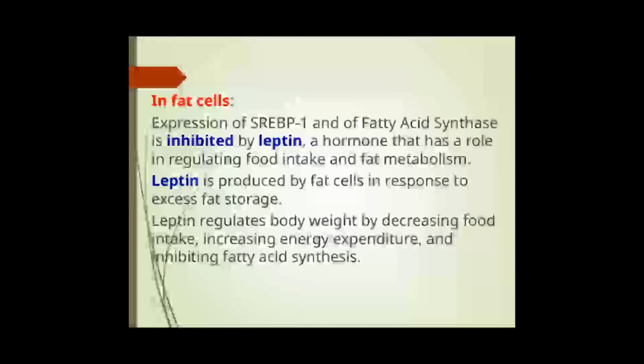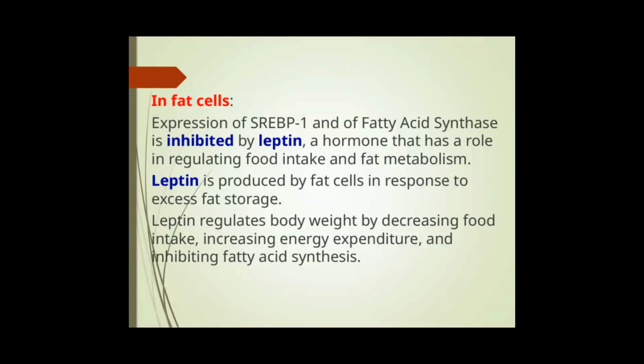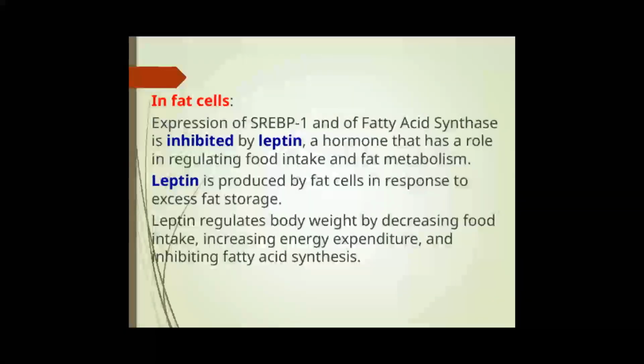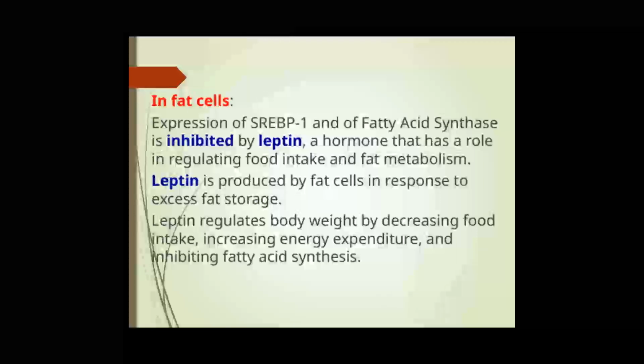accumulation. It does this by decreasing our appetite, increasing how much energy we burn, and directly reducing the production of new fatty acids. This process is a great example of how our body maintains balance, especially in the context of overall energy and fat regulation, which ties into the broader themes we've been discussing about metabolic control.